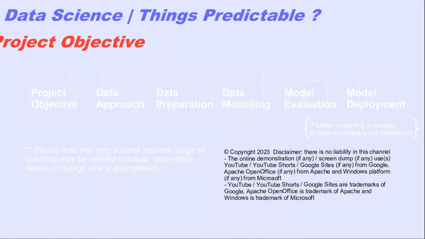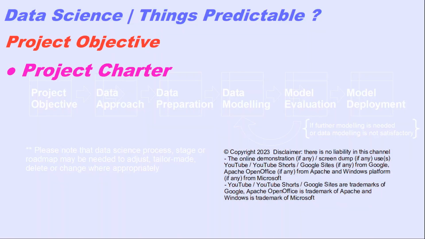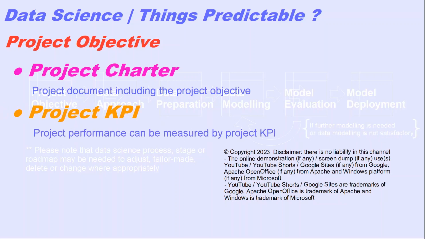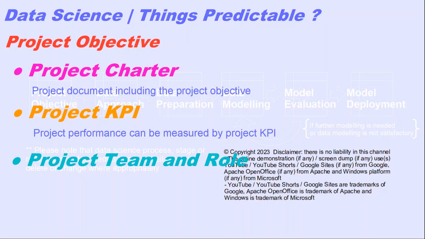The first process is project objective, which includes project charter, project document including the project objective, project KPI. Project performance can be measured by project KPI. It may also be needed to define the project team and role.